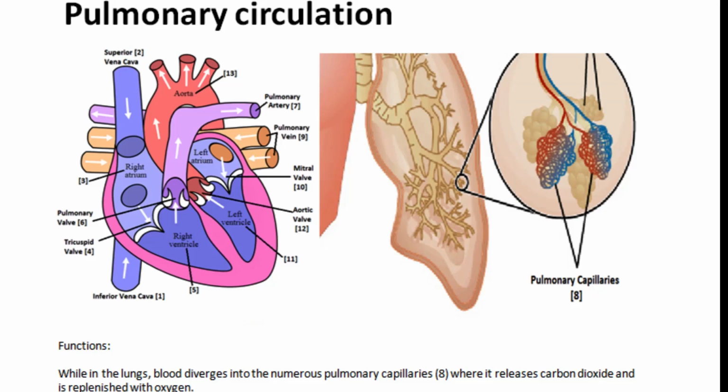with oxygen. If you see here, number 7, pulmonary artery. Through the pulmonary artery, blood is going into the lungs. If you see this picture here, it will go into the pulmonary capillaries. Here it will release carbon dioxide and is replenished with oxygen.